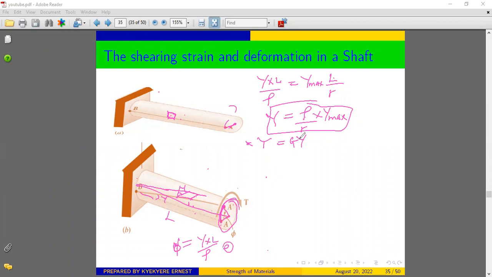G, when we multiply, this is gamma, the shearing strain, this is also the shearing strain. If you multiply everything there by G, you are going to get the shear stress. So from here, we can see that tau is equal to rho over r times the maximum shearing strain times G. And this maximum shearing strain times G is equal to tau maximum, the shearing stress maximum. And this is also the shearing stress. So we can say that the shearing stress is equal to rho over r of the maximum shearing stress.